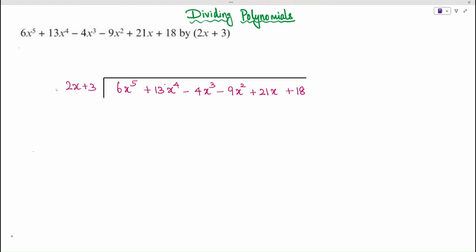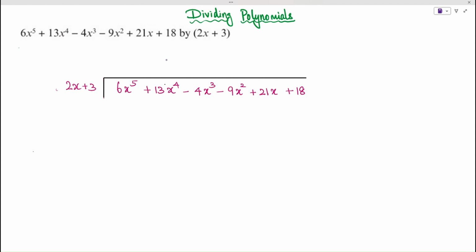So we have 6x to the power of 5 plus 13x to the power of 4 minus 4x cubed minus 9x squared plus 21x plus 18. And we're going to divide this by 2x plus 3. So the first thing that we want to go through is, for our x value in 2x plus 3, we want to have our quotient here to be a number that when multiplied by 2x, we get 6x to the 5. So you just want to approach this term by term, but you want to compare it to your x value in your divisor.